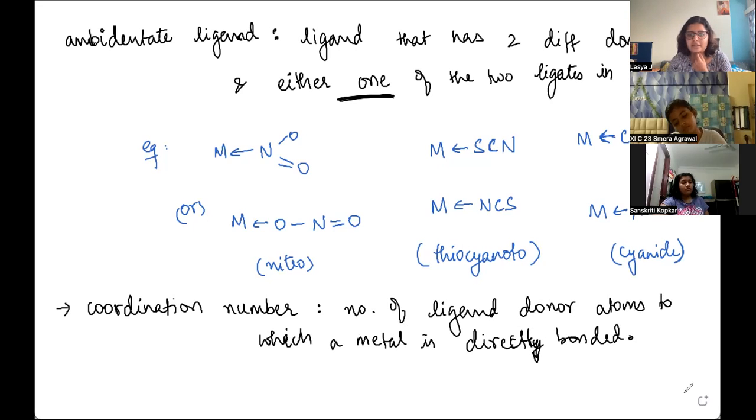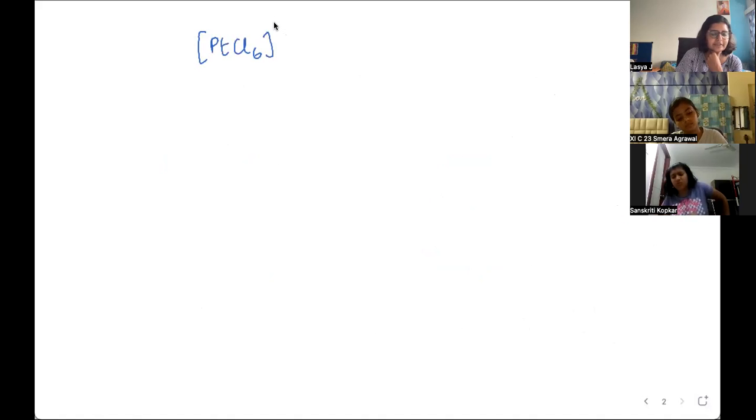Okay. So if we look at some familiar examples, platinum hexachloride, or hexachloroplatinate as it should be called, its coordination number will be equal to how much? 6. Yes. Okay. Next one, Sanskriti needs to tell me.